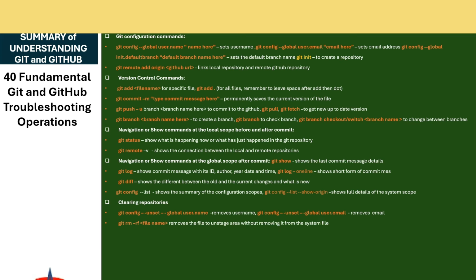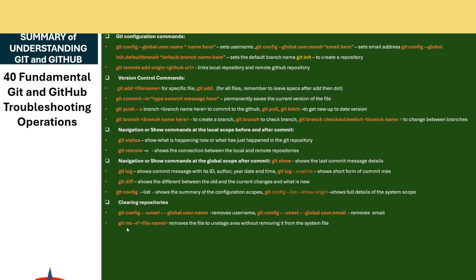And to remove the file to unstage area without removing it from the file system, my friend, you use git rm -rf. R stands for recursive removal of the file, and F is to force the removal. So when you type that, then you enter the file name there. Just forget about the greater than and less than signs that I've put around the file name. I just put them there to indicate that you need something there.